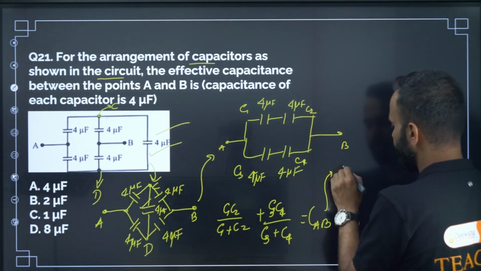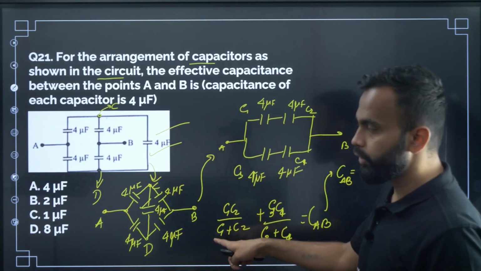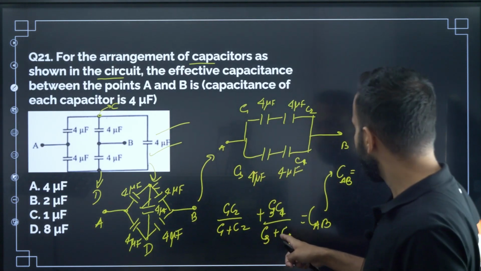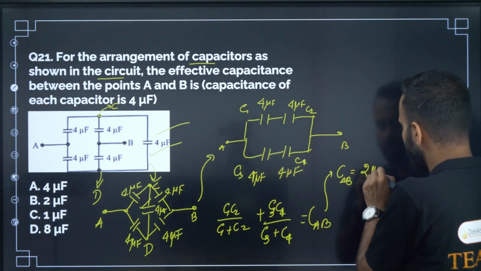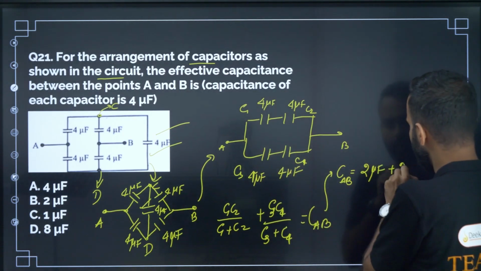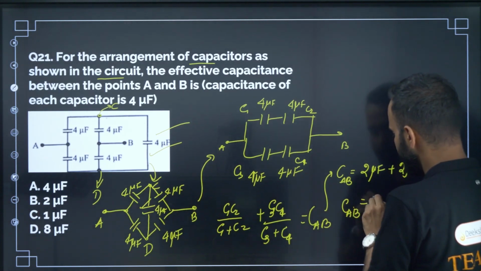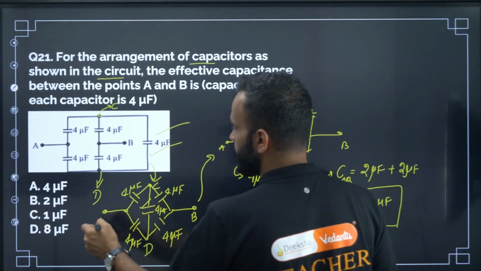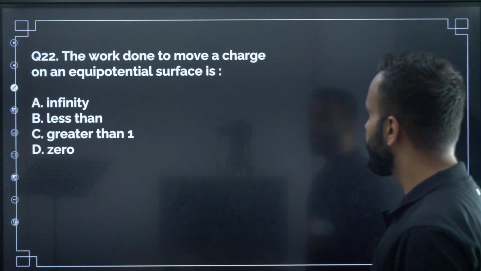Now the net capacitance between A and B is C1 into C2 by C1 plus C2, that is 4 into 4 by 4 plus 4, which is 2 microfarad, plus the same thing, 2 microfarad. Solve this and you will get 4 microfarad. So the correct option is A. Next question, question number 22.